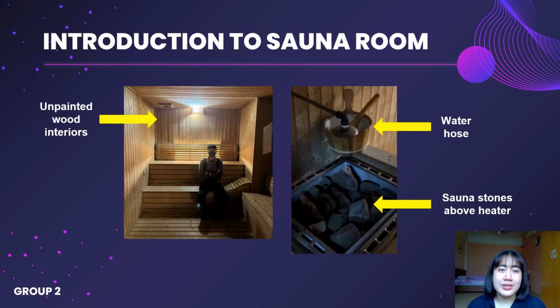Now I would like to proceed with the introduction to the sauna room. The sauna room is designed with unpainted wood interiors and a temperature that can be controlled using a controller in the range of 65 Celsius to 90 Celsius. The hydrotherapy, spa and sauna under the physiotherapy division in the Department of Rehab Medicine in UMMC has a sauna room using an electric heater with sauna stones.